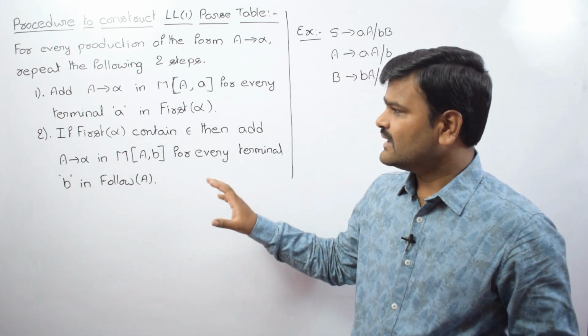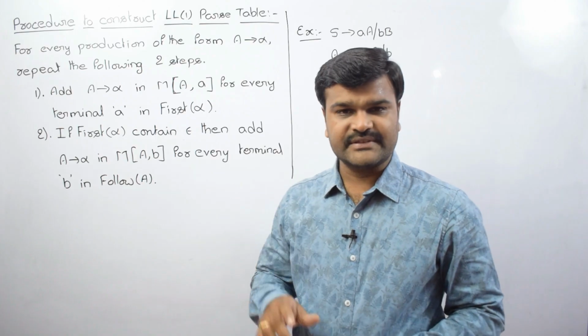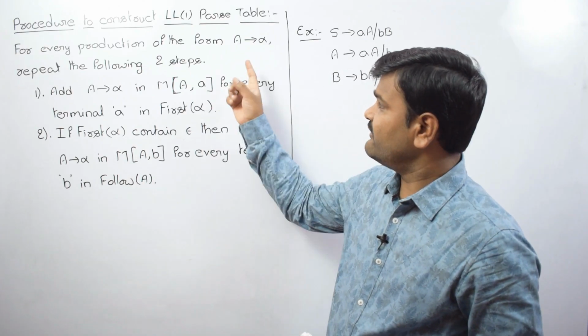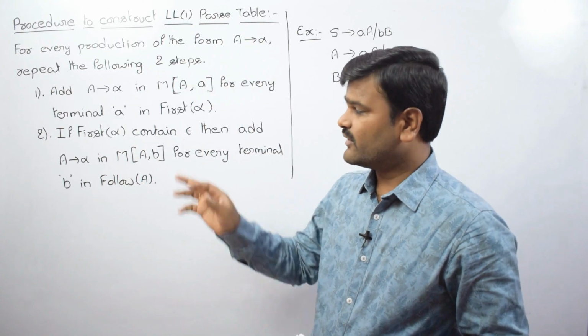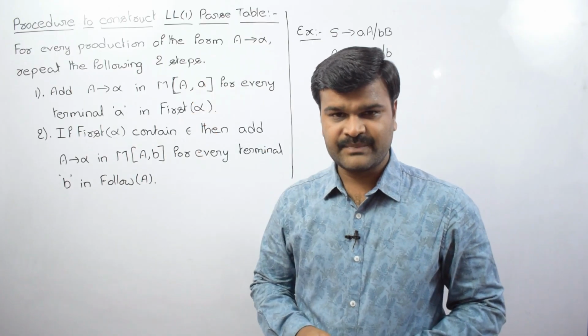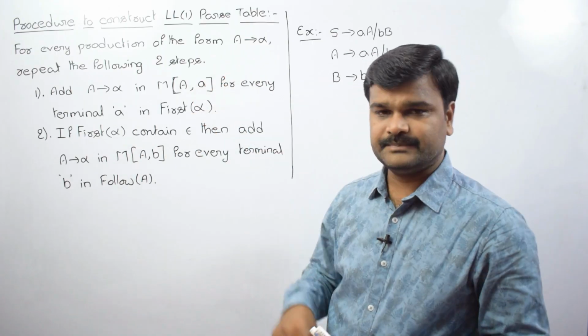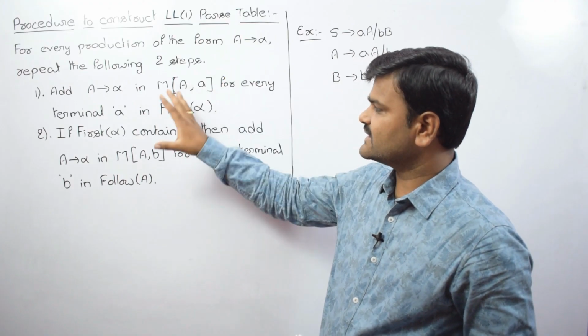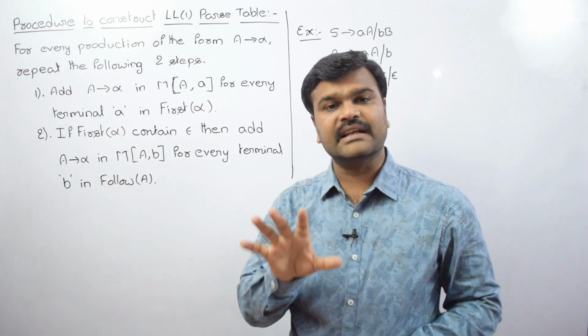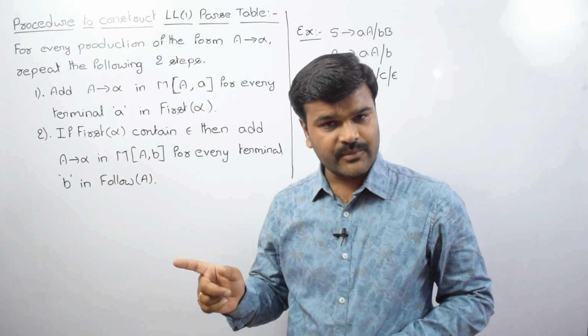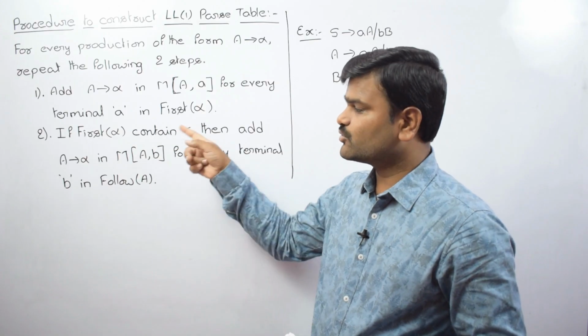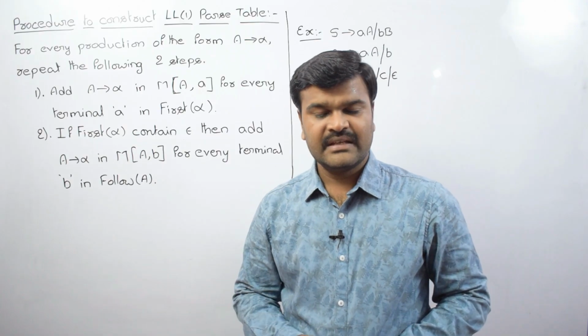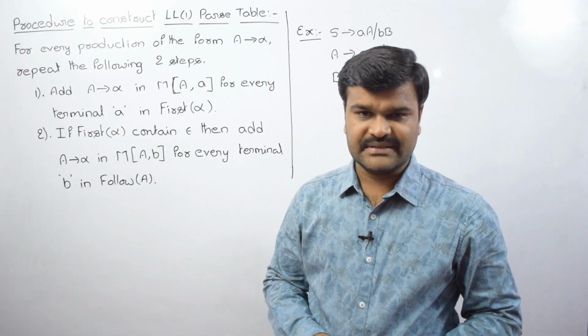Okay, so here we have a simple procedure. For every production we are going to do these two steps. It is very simple whenever we construct this, for every production in the grammar. If you have n productions, n times these two steps we are going to do, and then we create the parse table.